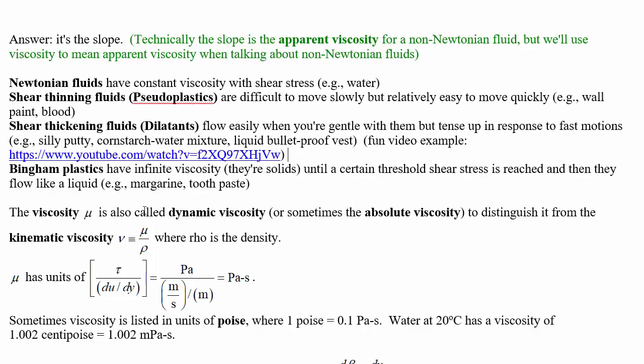Okay, viscosity, also called dynamic viscosity, sometimes the absolute viscosity, mu, is only one of two kinds of viscosity. The other one, kinematic viscosity, is the ratio of mu to the density. So it's just mu divided by density.